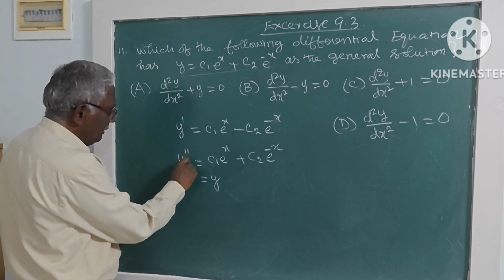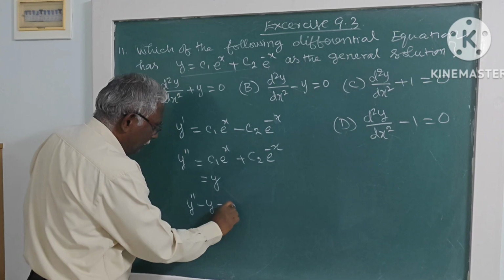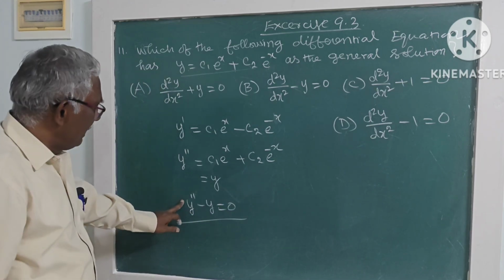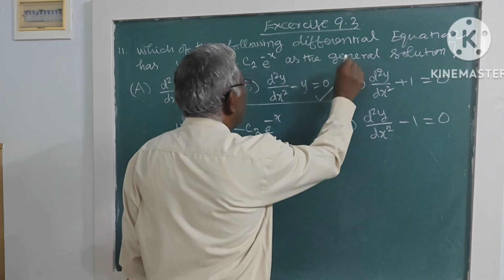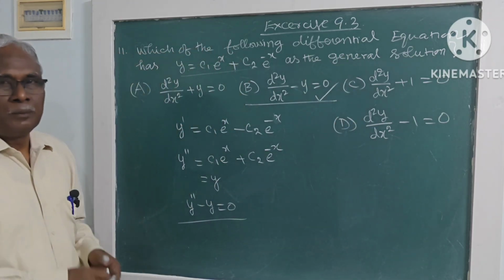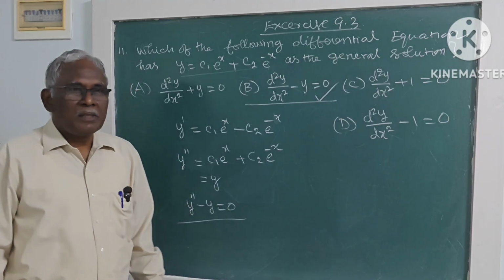So y double dash minus y is equal to 0. D square y by dx square minus y is equal to 0. So this is the answer. We need not write the full step.